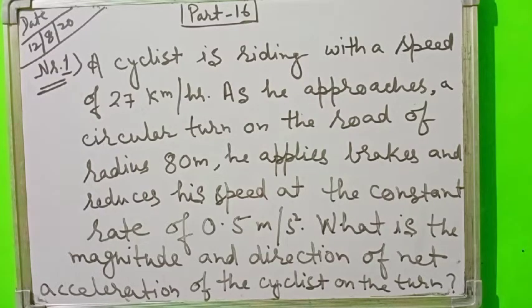In the previous video we had discussed only one topic, and that is the centripetal acceleration AC is equal to V square upon R. We had derived that relation by the triangle law of vector addition, and now in today's video we are discussing the numericals based on the same topic, that is centripetal acceleration.